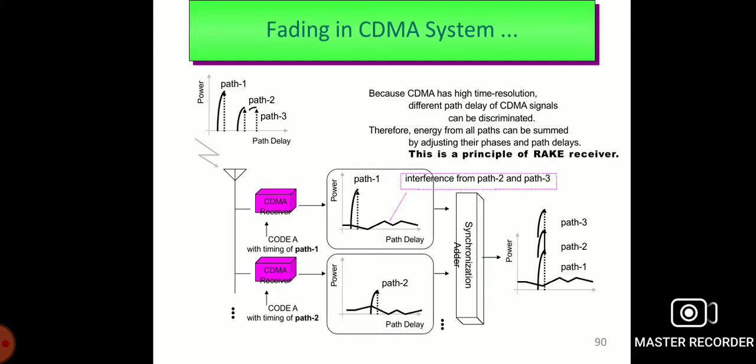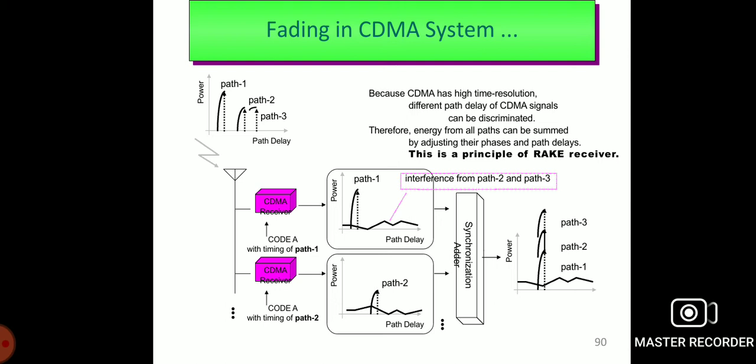Now we can move to fading in the CDMA system. How do we estimate the received signal in this rake receiver? CDMA has a high time resolution, so different path delays of CDMA signals can be discriminated. Therefore the energy from all paths can be combined by adjusting their phases and path delays. This is the principle of the rake receiver.